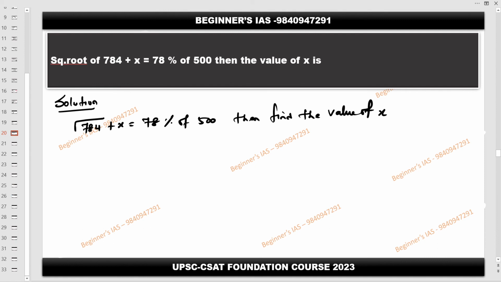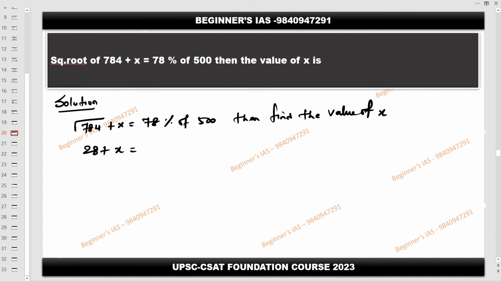Any other? Try again. Ashina is giving 390 minus 28. Rajeshwari is giving 390. Ismail is giving 397. Sachin is giving 394. Sachin sir is again giving 362. Ajay is giving 362. What is the square root of 784? 28, sir. Simple. 28 plus x.